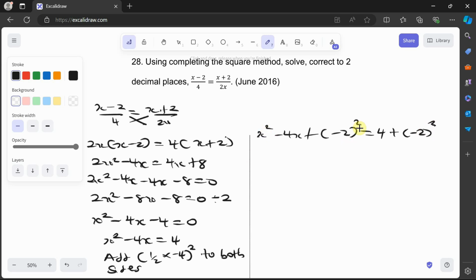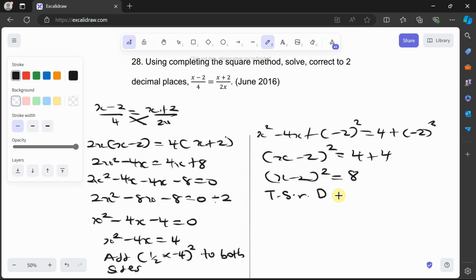So I'll take the square, then the square, that will be x minus 2 all squared is equal to 4 plus minus 2 squared is 4. So this is x minus 2 all squared is equal to 8. So for me to solve this, I have to take the square roots of both sides. And that will be x minus 2 is equal to square root of 8.